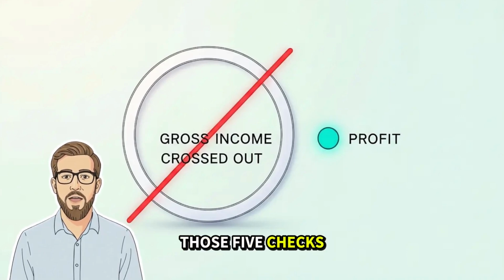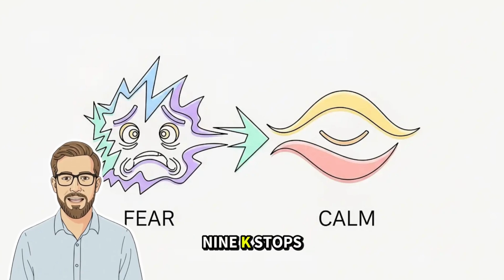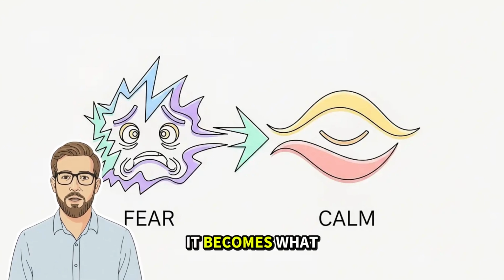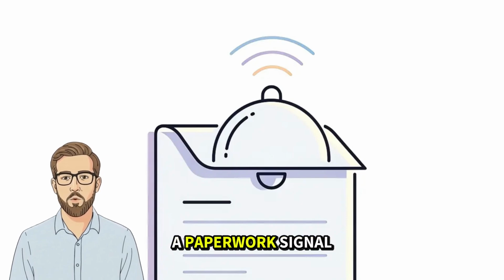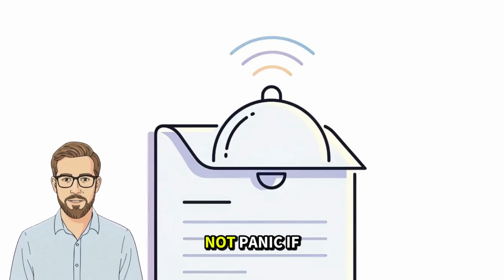If you do those 5 checks, Form 1099-K stops being scary. It becomes what it really is, a paperwork signal that tells you to reconcile, not panic.